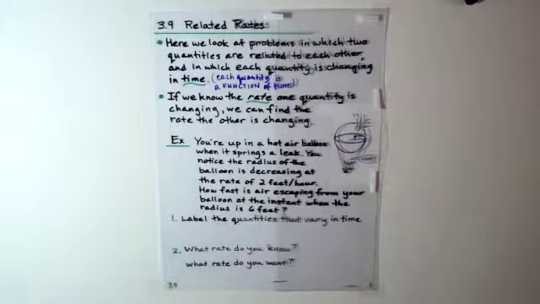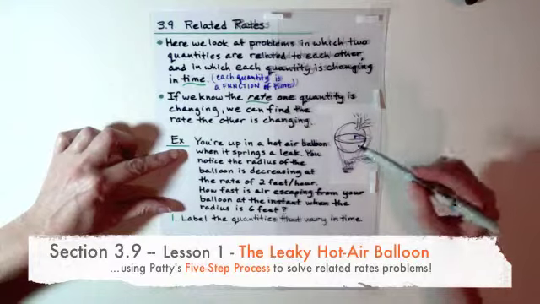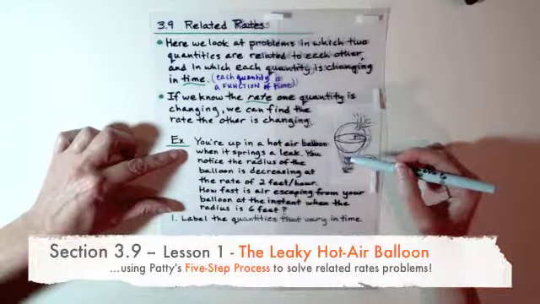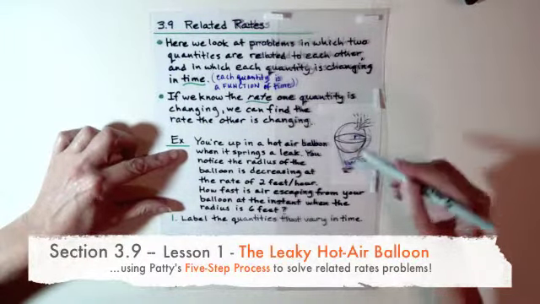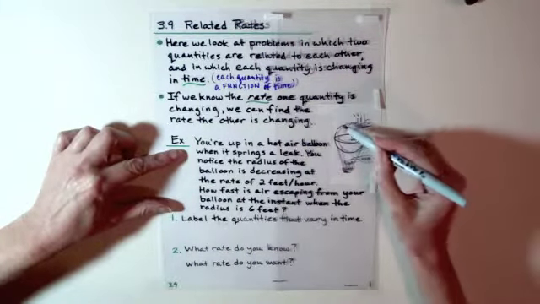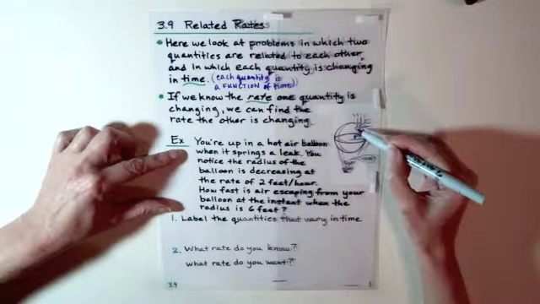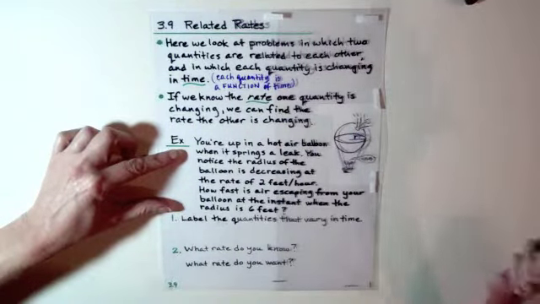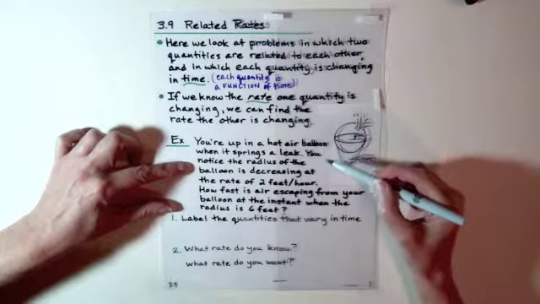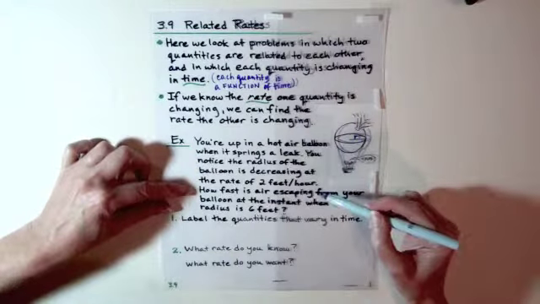Okay, so let's look at this particular example so that you can understand the generalities that I'm talking about in a more concrete kind of way. All right, so you're up in a hot air balloon when it springs a leak. So here you are down in the basket of the hot air balloon yelling help. You're looking up at the balloon. We're going to assume it's a perfect sphere. And here's the air coming out of your balloon. Yikes. You notice that the radius of the balloon is decreasing at the rate of 2 feet per hour.